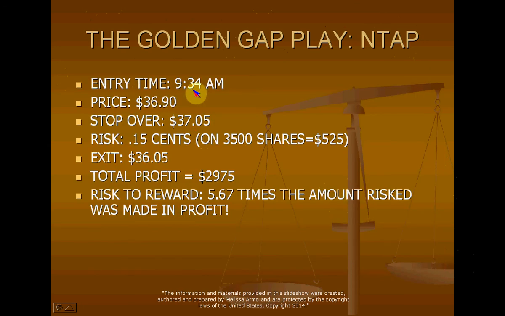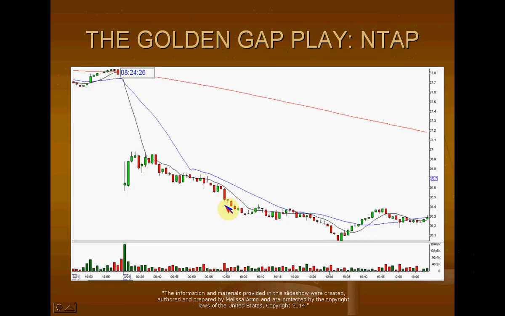The entry time was right in the morning. Again, 9:34. Price was $36.90 to short it. Stop is $37.05. Again, an advanced risk of 525, you could have taken 3,500 shares. Exit down into the number. This was just a huge move very quickly. Total profit, 2975, is a 5R trade, almost a 6R trade that you could have made. Let's go back and look at it.